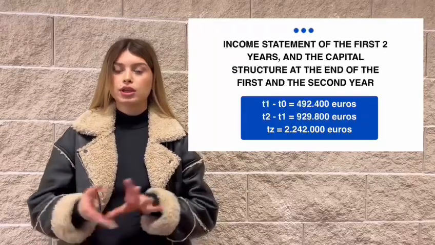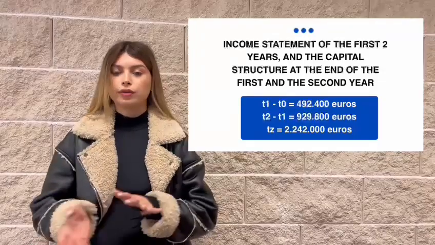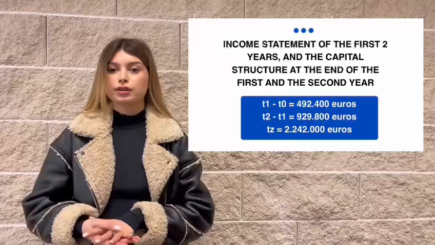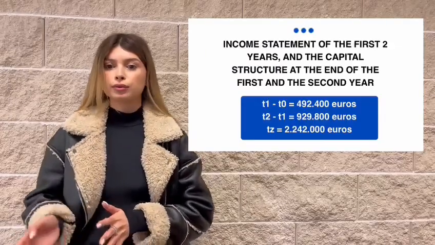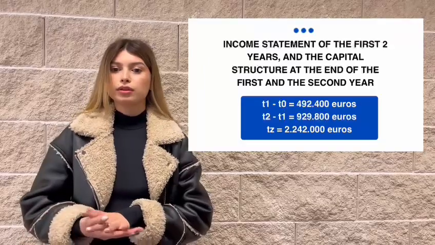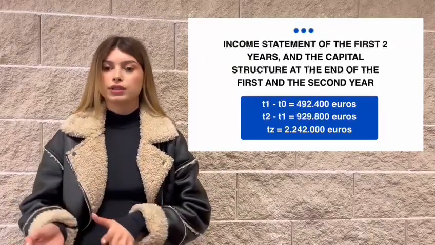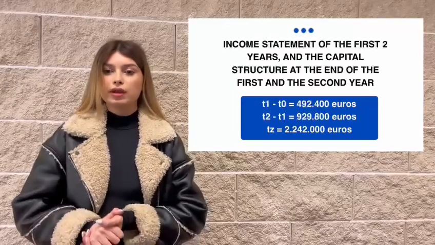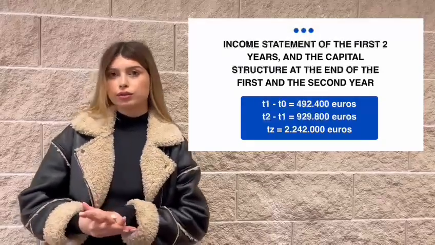We have calculated the income statement for the first 2 years and the capital structure at the end of the first and the second year. In the first, we calculated an amount of 292,000 euros. In the second year, we calculated 929,000 euros. And at the end of the 5 years, we calculated an amount of 2,242,000 euros.